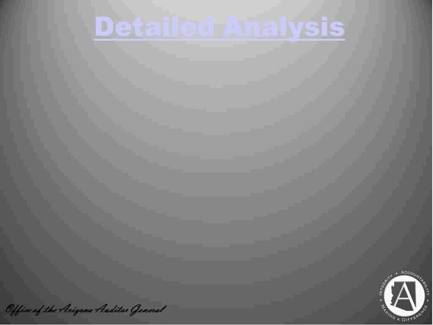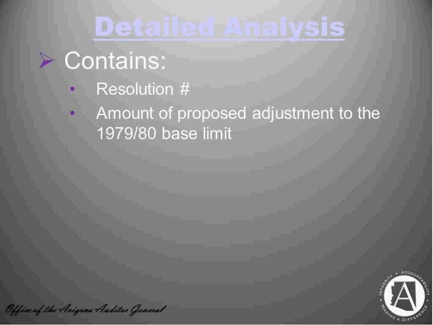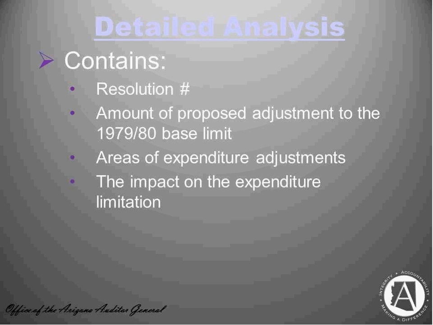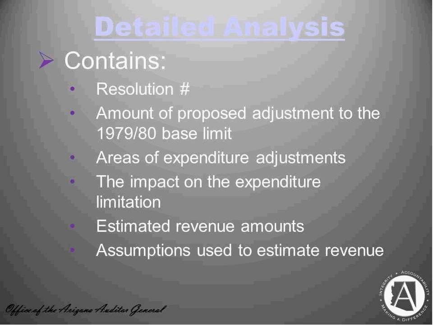The second item submitted in the packet is the detailed analysis. The detailed analysis contains the specific resolution number that was passed to seek voter approval to adopt the permanent base adjustment, the amount of the proposed adjustment to the base limit, specific areas in which the expenditures will be adjusted, the impact on the expenditure limitation in the first year the adjustment will apply if the permanent base adjustment is granted, specific amounts of estimated revenue from all sources which will be used to fund the additional expenditures, and any assumptions used in estimating the revenue.